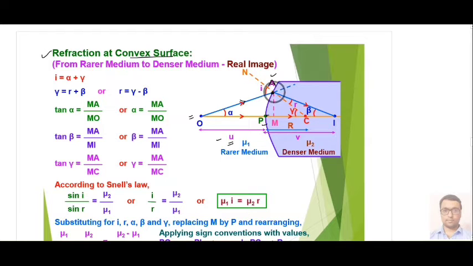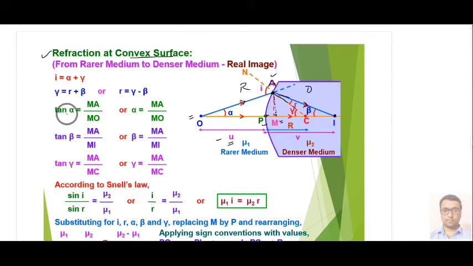After refraction, this ray will move towards this point I, meaning it moves towards the normal because the ray is moving from rarer medium to denser medium. Okay, and we have to drop a perpendicular from A to the principal axis. Suppose AM is the perpendicular drop.